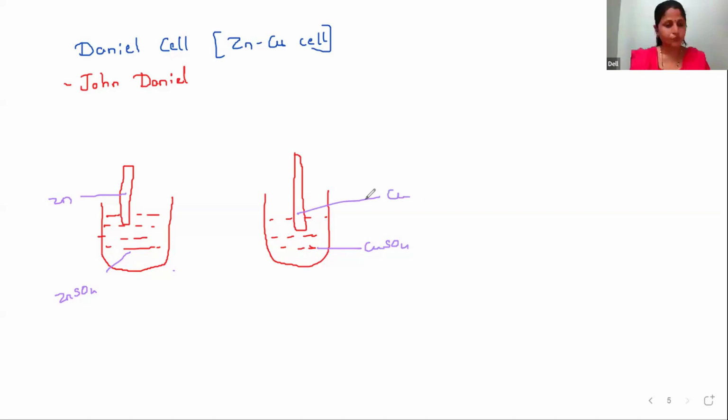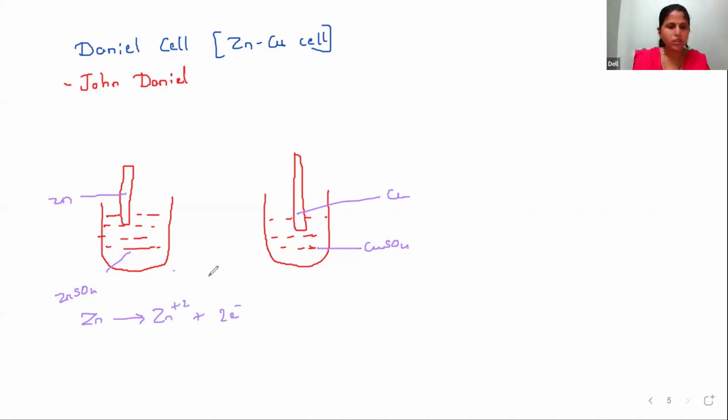And which rod is there? Copper rod is being immersed. Okay. So zinc being more reactive, what does it do? It gives electrons and becomes Zn+2. Right? So zinc being more reactive, it will give electrons and form Zn+2 ion. So it will give out 2 electrons.